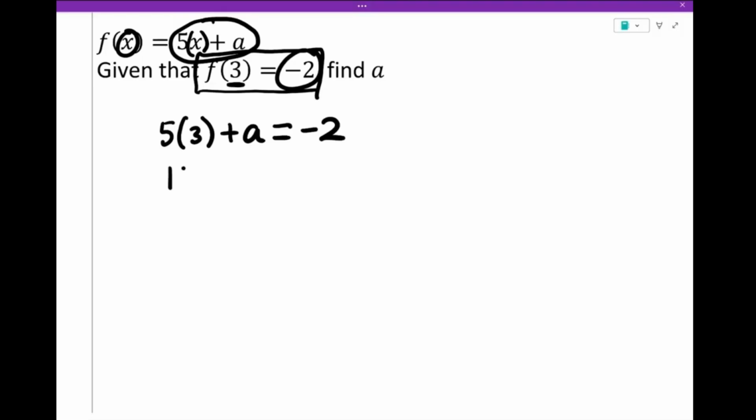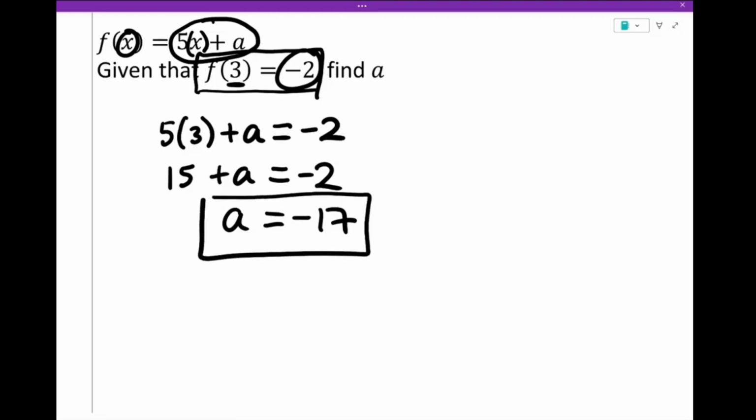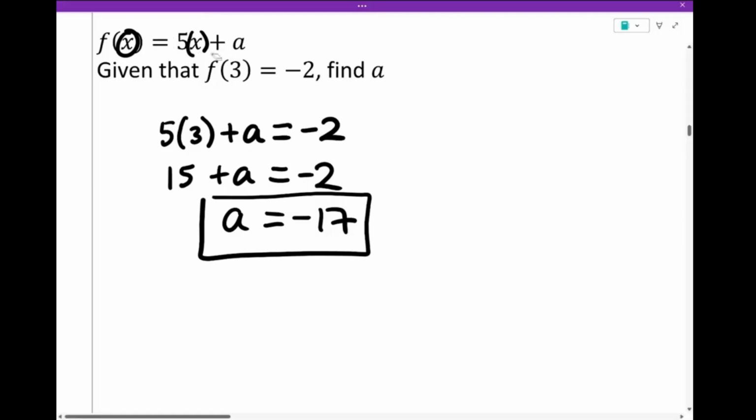So if we simplify, we get 15 plus a is equal to negative 2, and then subtract the 15, so we get a is equal to negative 17. And that would be my solution. So that's quite a handy thing to do if you're given a statement like this one here: substitute the information into the function and equate it.